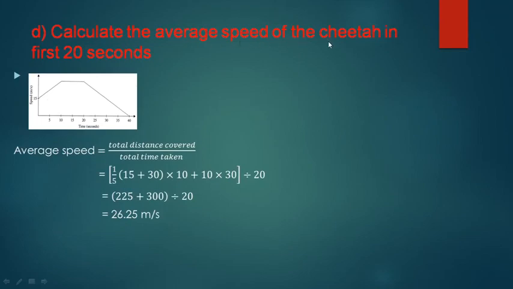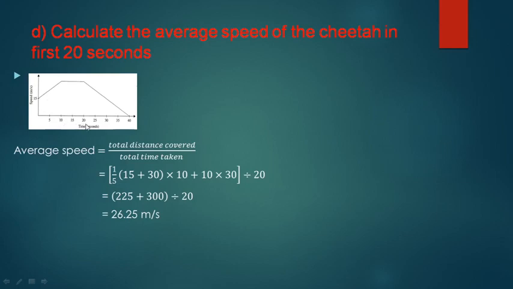Calculate the average speed of the cheetah in the first 20 seconds. The average speed in the first 20 seconds up to this point. So what we need to know is the total distance from here up to here. So what we do, we will have to separate this trapezium plus this rectangle. So for this trapezium here, our A and B become 30 and 15, we add the two, then times a half, then times the height, which now becomes 10.